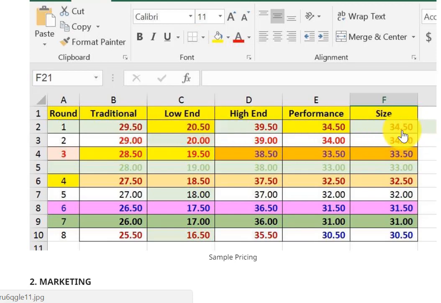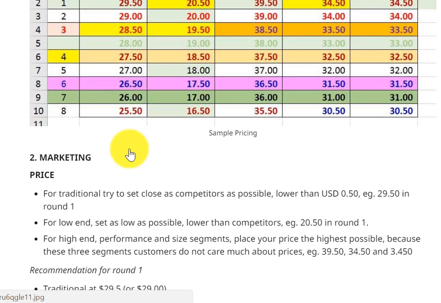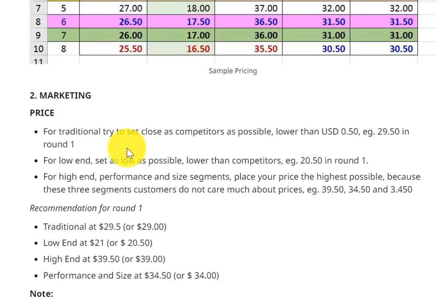This is the best price, but my suggestion is, round 1 is okay, but in round 2 you can check the career report to find the price of the strongest competitors, and reduce the price by 50 cents lower so that our product is more competitive.